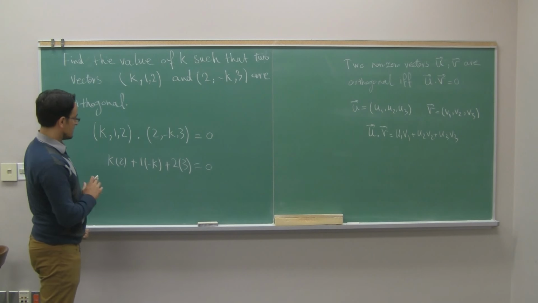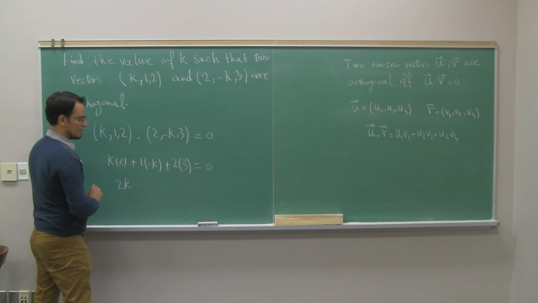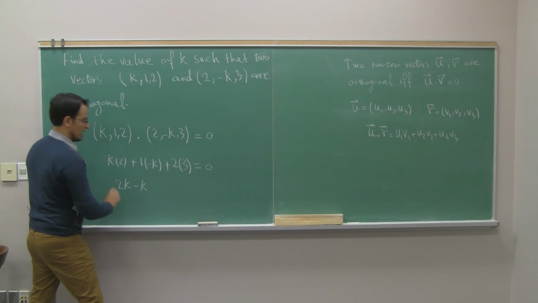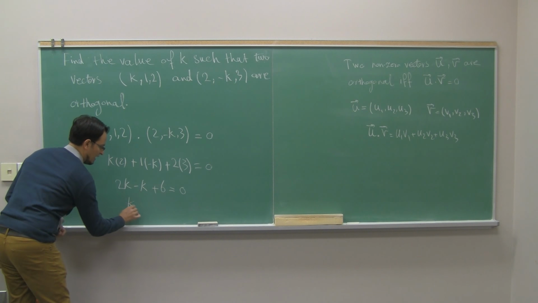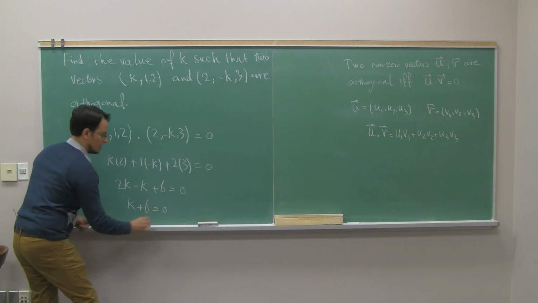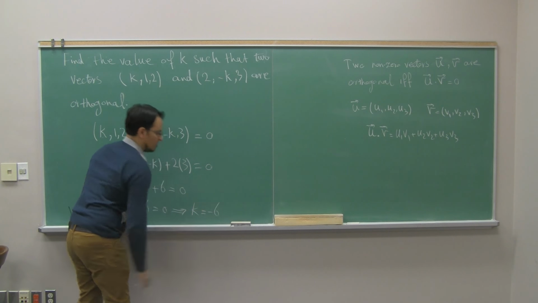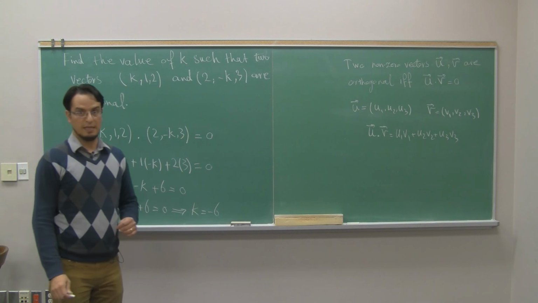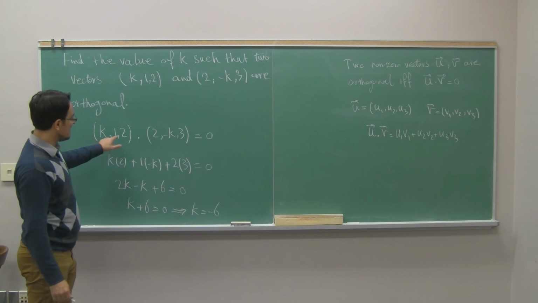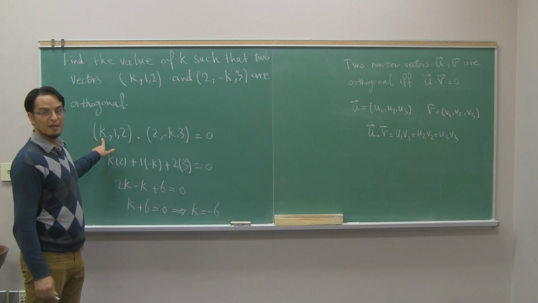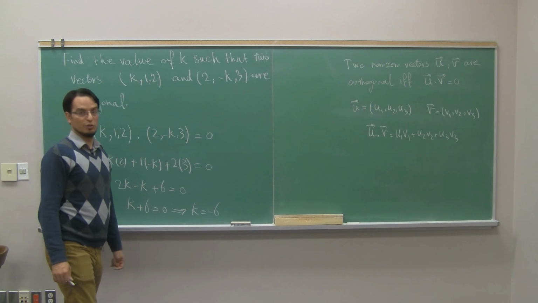Then let's see what this is. k times 2 is nothing but 2k. 1 times minus k is minus k, plus 6 equals 0. This gives me the equation k plus 6 equals 0, which implies k is equal to negative 6. It means that if I put negative 6 here and here, these two vectors will be orthogonal to each other.